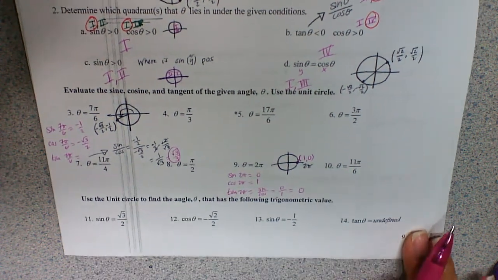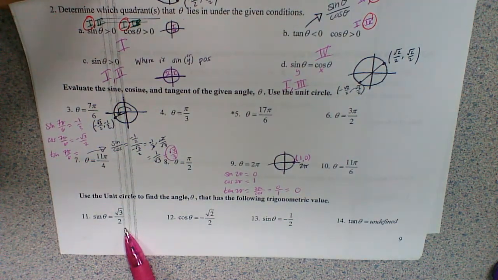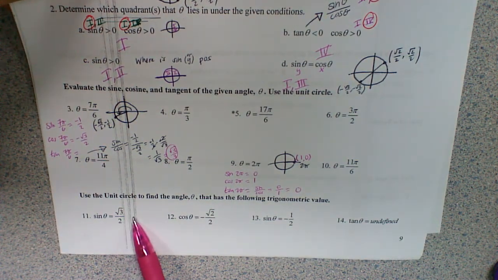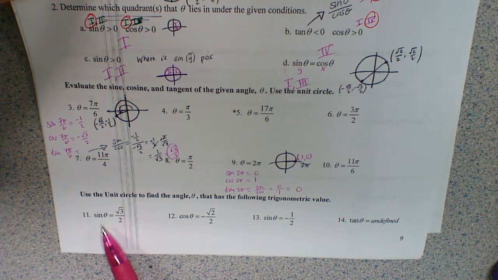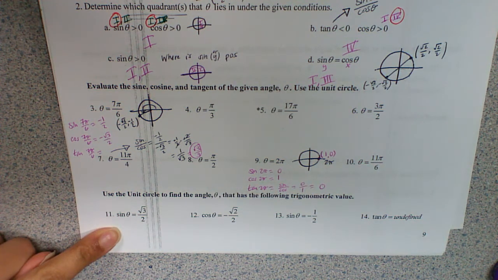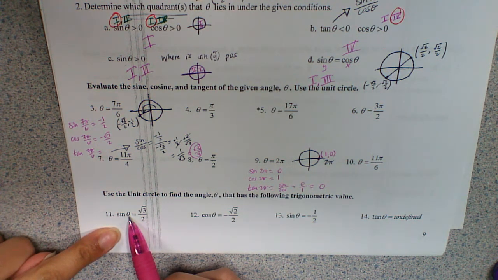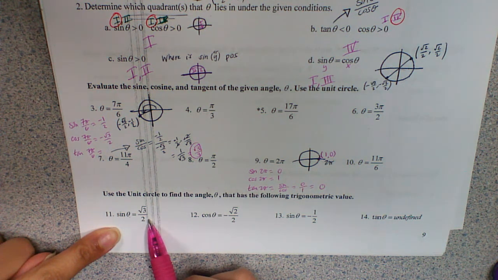And the last section on page 9, it's almost going backwards. So you're given the point, the value, and you're asked for the angle. So you're going backwards. So number 11, let me translate that for you. So basically it's saying, what is the angle where sine is root 3 over 2?